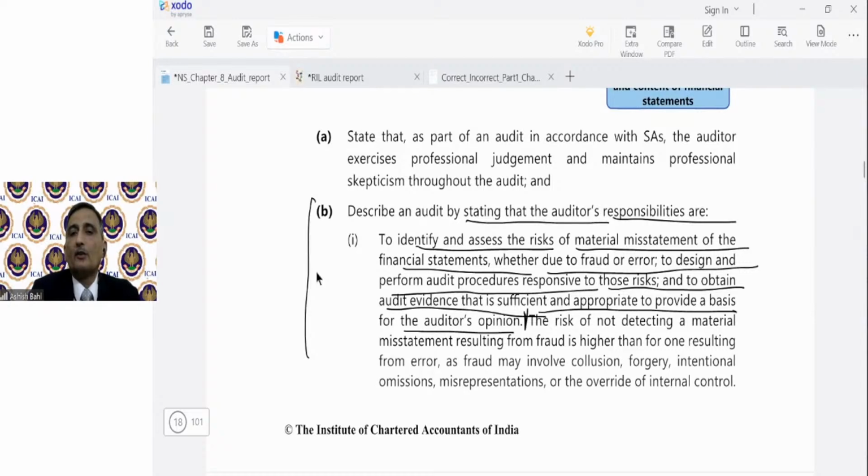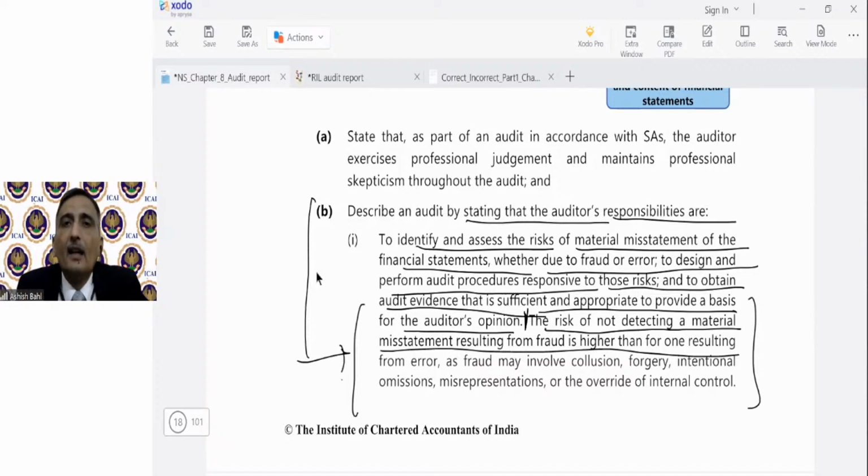Now this line we had also read. The risk of not detecting a material misstatement resulting from fraud is higher than for resulting from error. Though the chances that financial statements are misstated is higher in case of fraud, because in case of fraud it would be cleverly done. There would be a scheme to hide the things. So there are greater chances of not detecting material misstatements resulting from fraud than from errors. Okay.